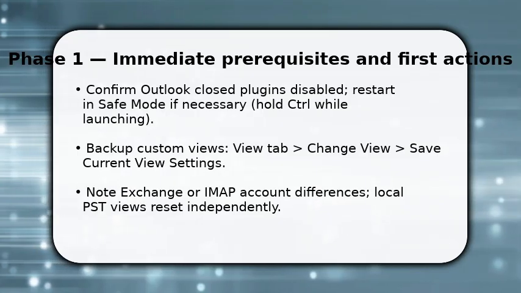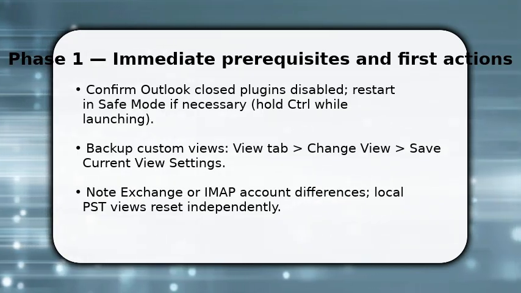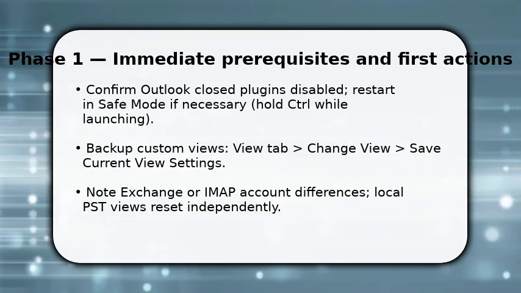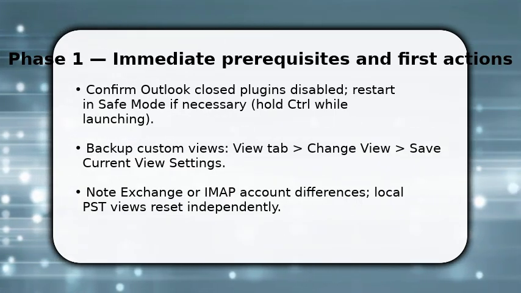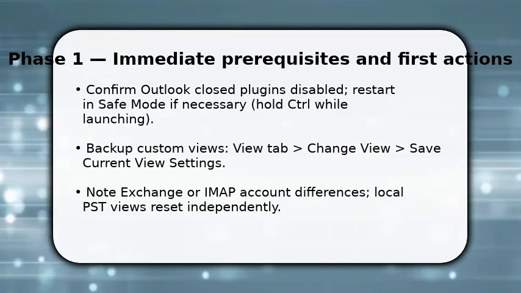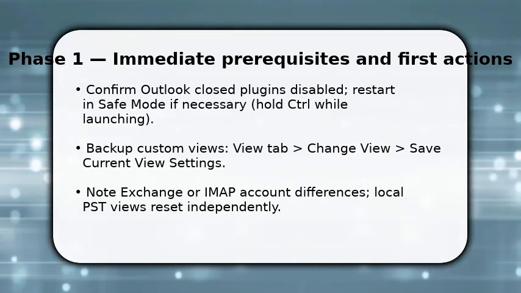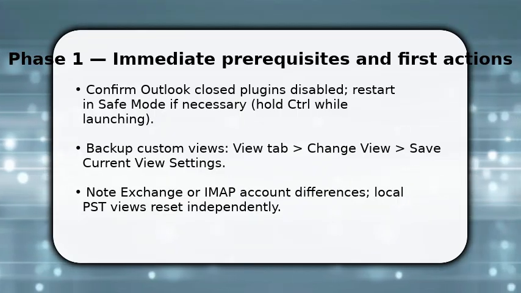You'll save the current view so you can restore it later. Save or export the view if you created custom columns or grouping. This preserves work before resetting. These steps prevent accidental loss, and they let you return to a known state after troubleshooting.